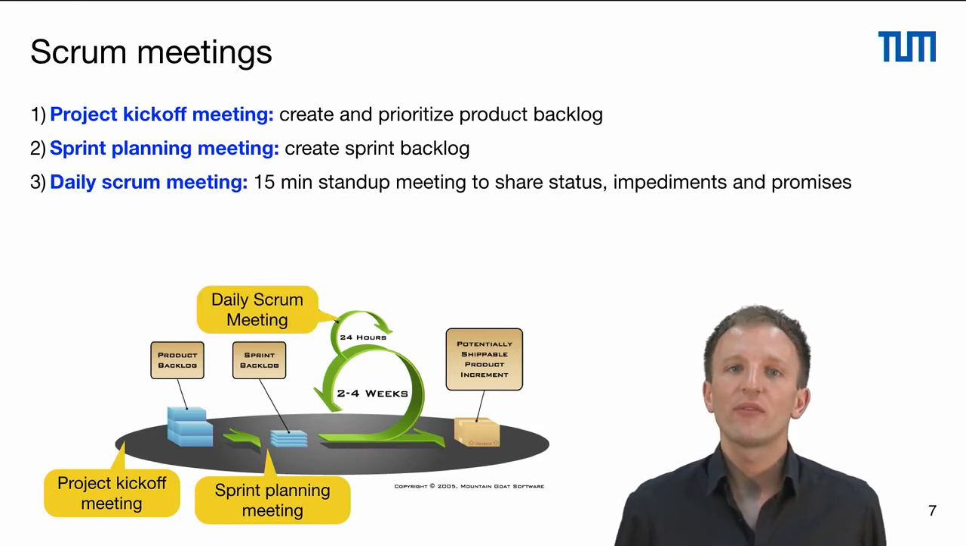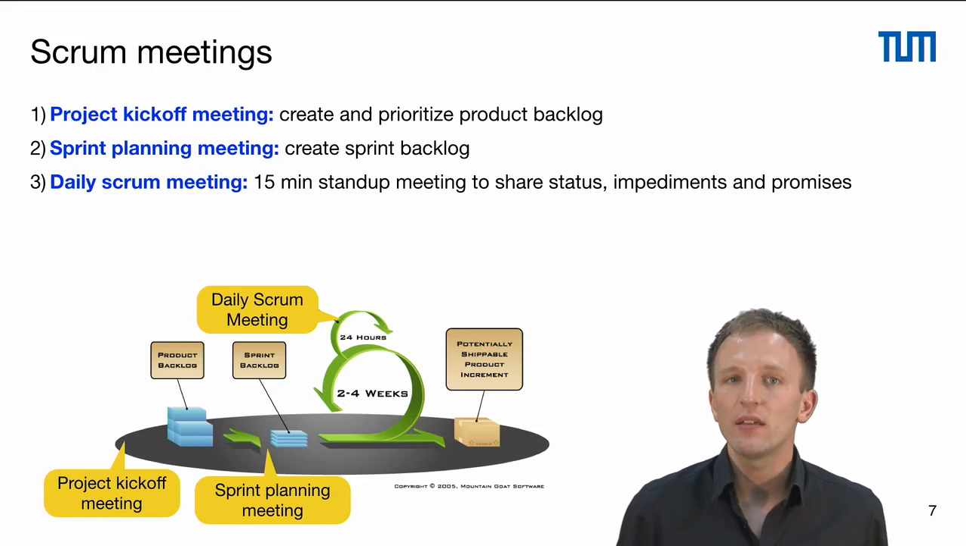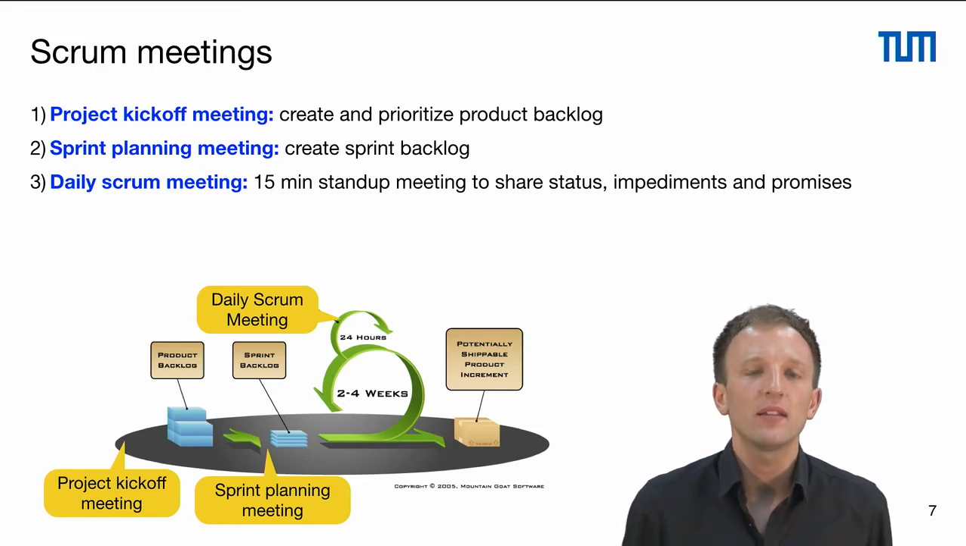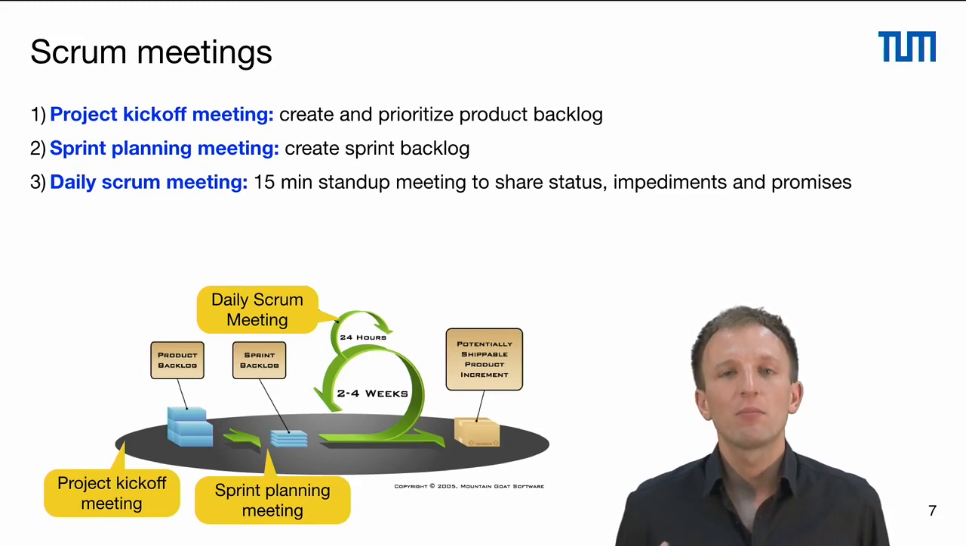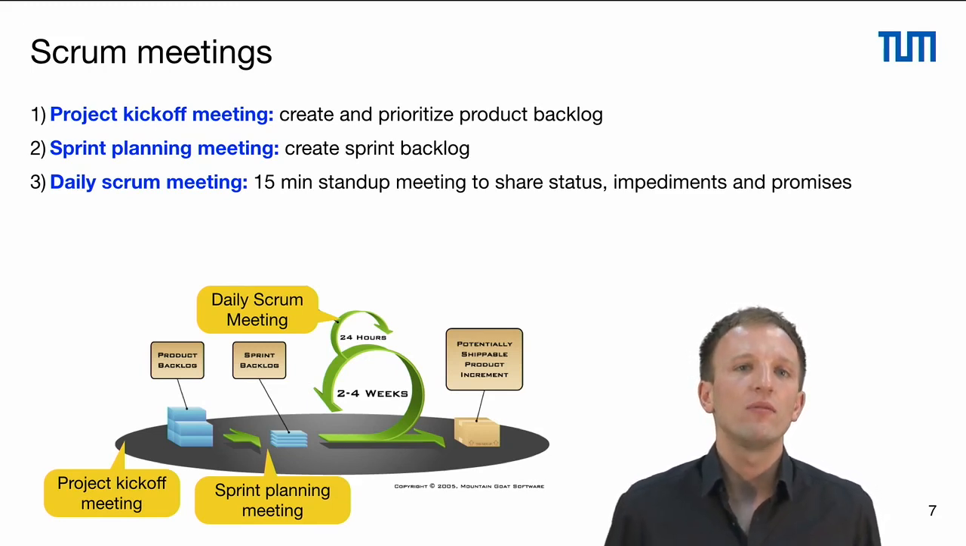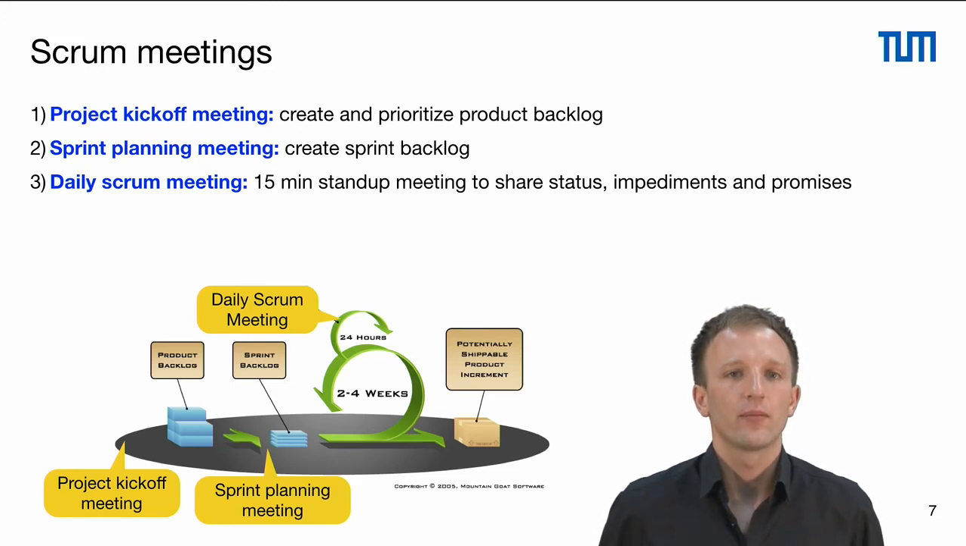During the sprint, we have daily Scrum meetings every day, which are 15-minute stand-up meetings where we share status, discuss impediments, and promise tasks that we will resolve until the next meeting.